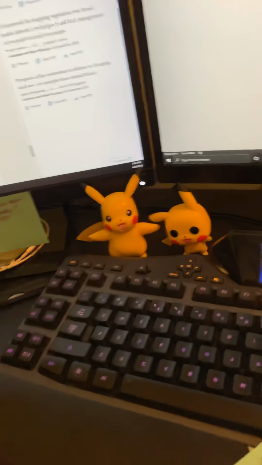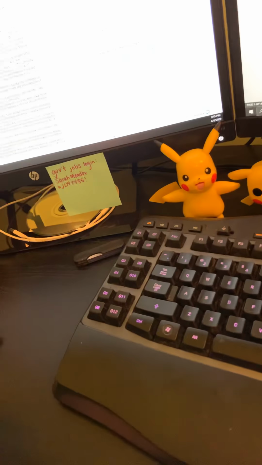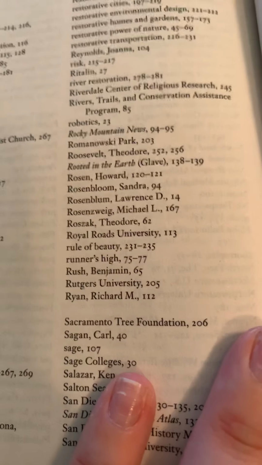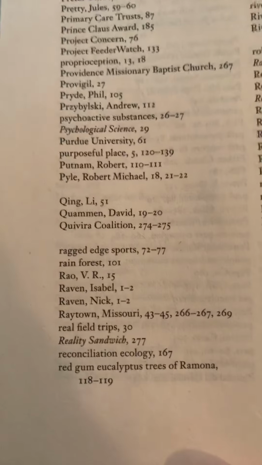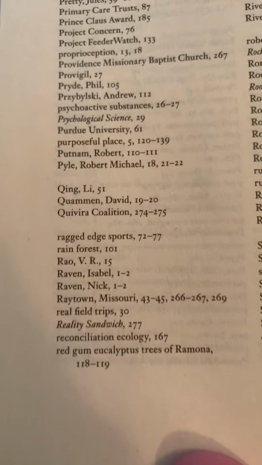The other thing that's cool about The Nature Principle, if you go all the way to the back, and this is true of most books, there's a thing called an index. Magical. Looks like this. And what this index does is break down all these words. It's the topics that are in this book, and all you got to do is find, say, rainforest as an example. See rainforest right there, 101, that's referring to the page number.